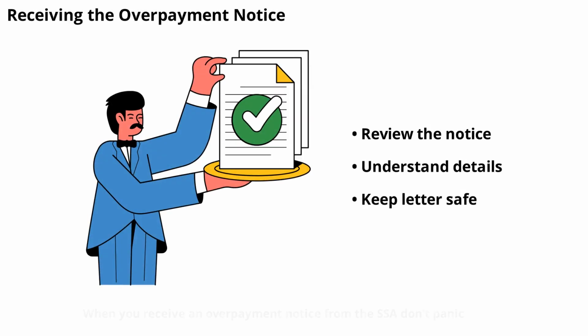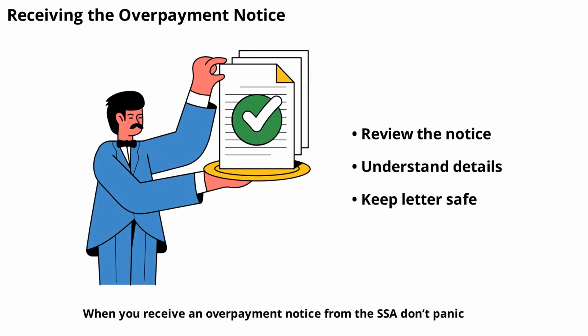When you receive an overpayment notice from the SSA, don't panic. The letter will outline the amount you owe, the reason for the overpayment, and your options for repayment or appeal. It's crucial to keep this letter in a safe place, as you'll need it for any future correspondence with the SSA. Take a moment to review the details and make sure you understand what the SSA is claiming.